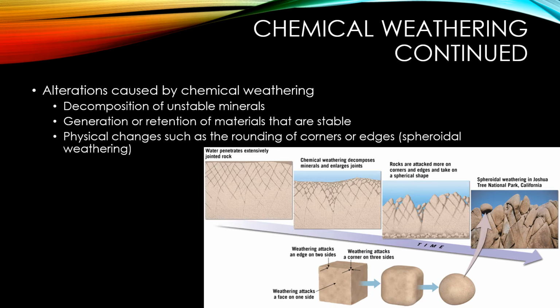And you also have physical changes to the rock as a result of chemical weathering, such as the rounding of corners or edges, or in some other cases, spheroidal weathering. So this diagram in the lower right of the slide shows an example of how these physical changes to the rock can occur from chemical weathering, step by step.